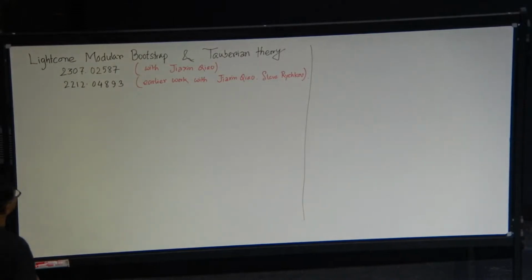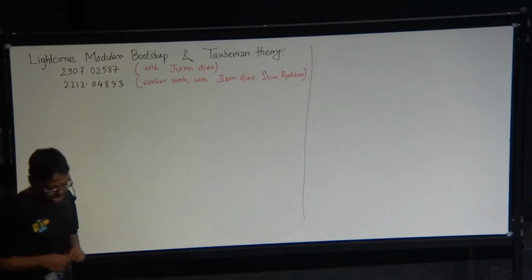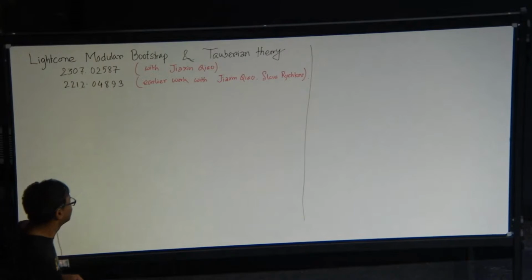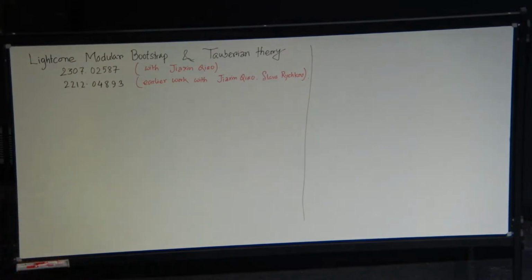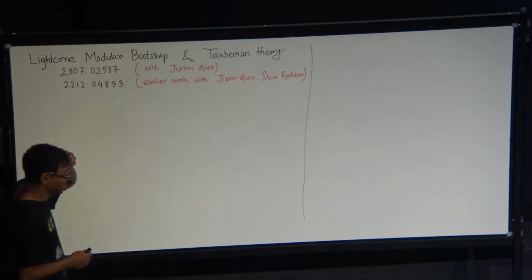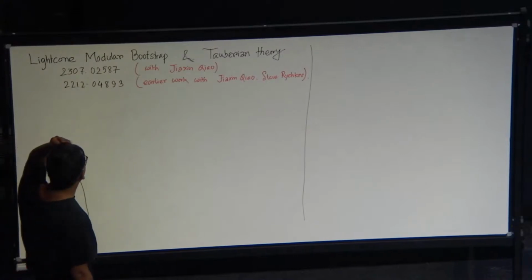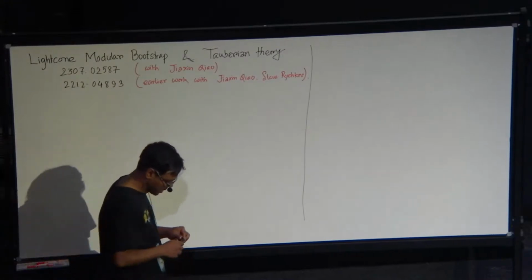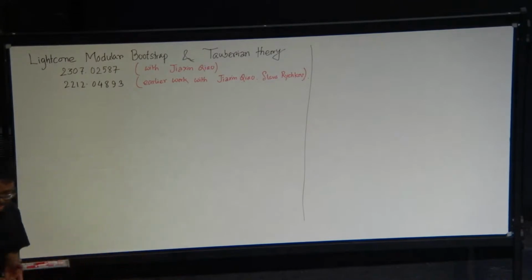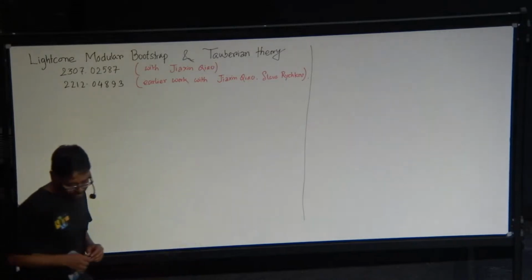And today I'm going to talk about Lightcone modular bootstrap and its connection with Tauberian theory, and how we can use Tauberian theory to say something universal about some set of 2D CFTs. This talk will mostly be based on work we put out recently with Jaishin Chow, and we heavily use the framework from an earlier paper we wrote with Slava and Jaishin back in December.